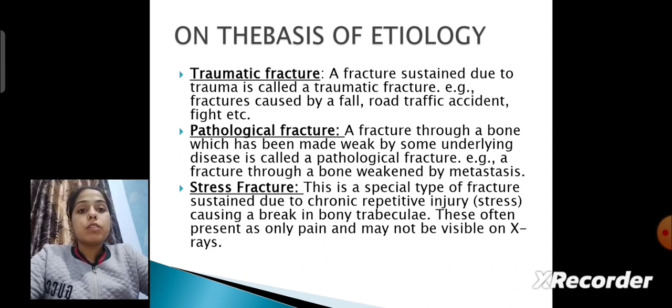Third fracture is stress fracture, which is mainly caused by overuse injury, and it is the most common fracture seen in sports players. So this is a type of fracture sustained due to chronic repetitive injury or stress, causing a break in a bony tubercle. This often presents as only pain and may not be visible on X-rays.